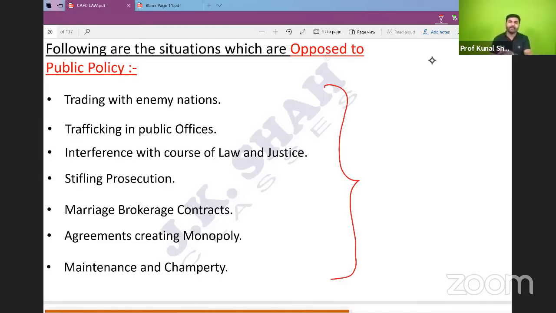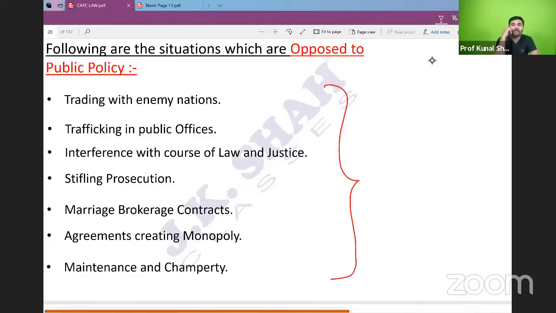Number one, trading with enemy nations. For example, whenever there is a war between India and Pakistan, every citizen of Pakistan will be considered our enemy. If you have a trading agreement with those persons who are our enemy nations, then it is opposed to public policy. Sorry to say, there cannot be a valid contract in that case.